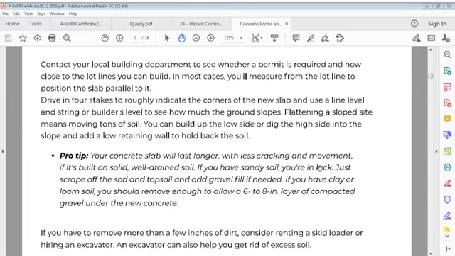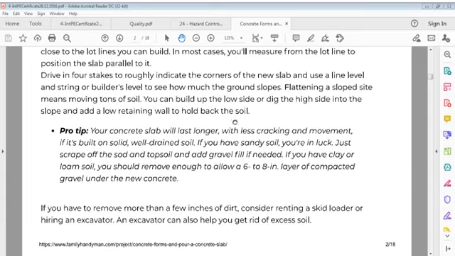And string a builder's level to check the ground slope. Flattening a sloped site means moving tons of soil. You could build up the low side or dig the high side into the slope. Your concrete slab will last longer with less cracking and movement if it's built on solid, well-drained soil. Well, that's ground slabs we're talking about. If you have sandy soil, you're in luck. Just scrape off sod and topsoil.